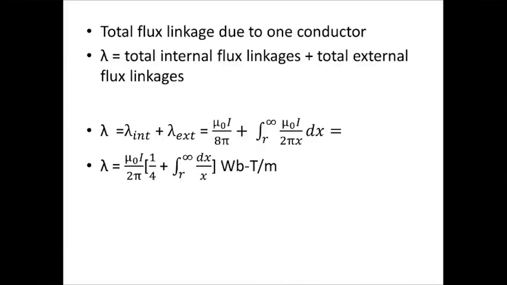Total flux linkage due to one conductor. That is, lambda is equal to total internal flux linkages plus total external flux linkage. So lambda is equal to lambda internal plus lambda external. Substituting for lambda internal and external, we will be getting total lambda as mu 0 I by 2 pi into 1 by 4 plus integral r to infinity dx by x Weber turns per meter. So this is the internal as well as external flux.